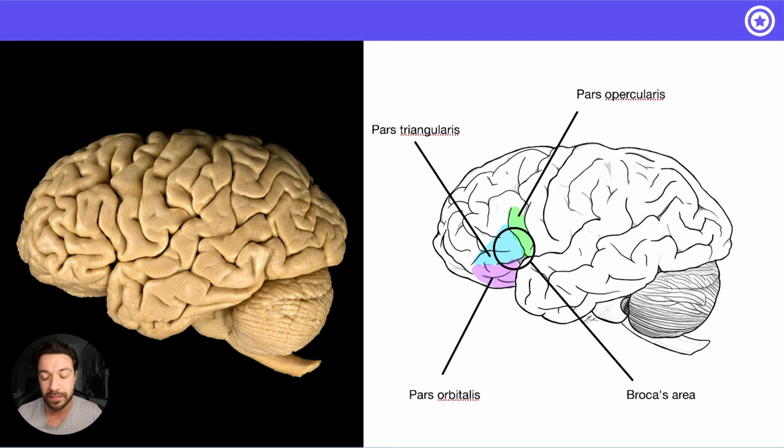Now, to identify these, I always look for the pars triangularis because it's the most distinctive in its shape. And if we look right here, we can see this triangle shaped gyrus right here. So that's going to be our pars triangularis. And then we have the pars opercularis right here and the orbitalis down here. And now finally, we have Broca's area. So Broca's area is just a small region right here, and it's involving part of the pars triangularis and most of the pars opercularis. So we can identify that Broca's area would be roughly around right there.